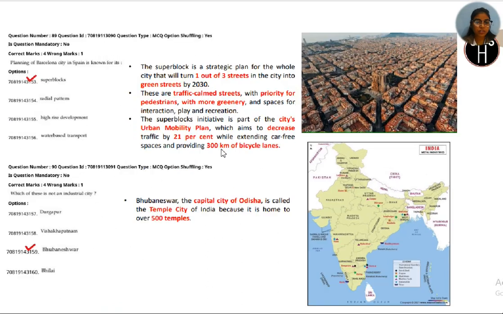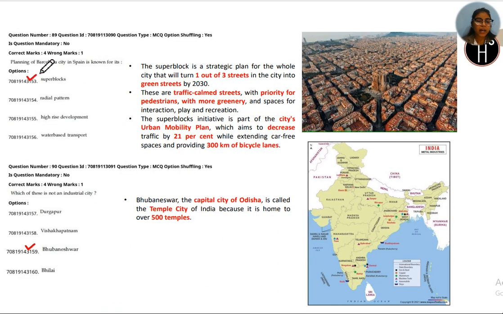Okay. In the next question we have: the planning of Barcelona city in Spain is known for its what? There is a city known as Barcelona, which is in Spain, and its whole city planning is known for its what? The question is asking about that. It is known for its super blocks. This is the image of Barcelona city and the super blocks I was talking about, these blocks.